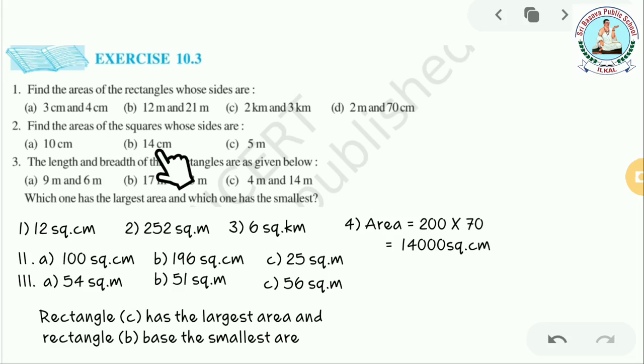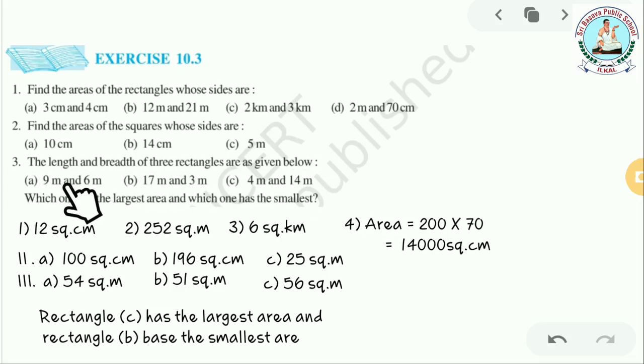Let's move on to question B. It is 14 centimeter. Again the formula is the same, that is area equals side into side. So 14 times 14 will be 196, it is square centimeter. And it is question C, 5 meter. So area equals side into side, so 5 times 5 will be 25, so it is 25 square meter. Let's move on to the third main, that is the length and breadth of three rectangles are given below.